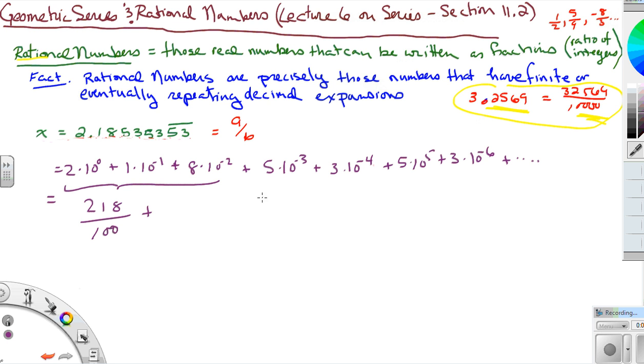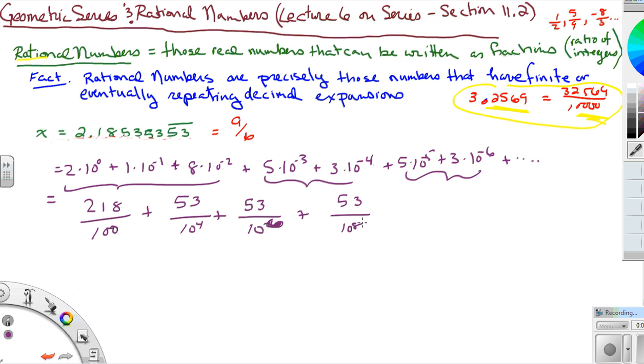Now, for these other ones, I'm going to combine the 5's and the 3's here. And we're going to get plus, well, what's 5 over 10 cubed plus 3 over 10 to the 4th? That's going to be 53 over 10 to the 4th, right? The next pair is going to be 53 over 10 to the 6th, then 10 to the 8th. I'm just going to get even powers of 10, right? So I can write that as a geometric series.